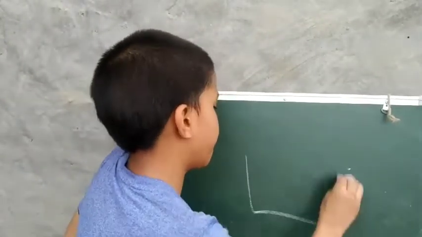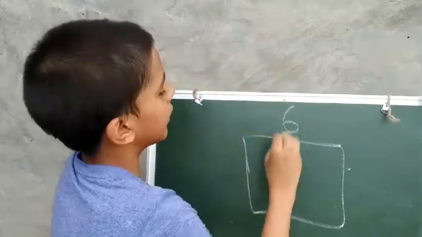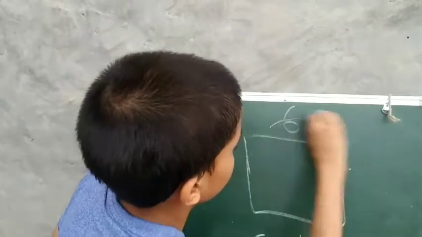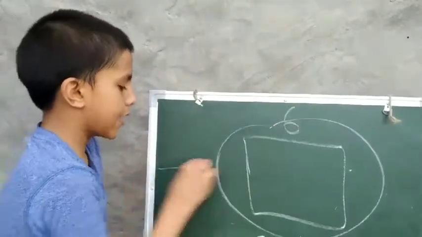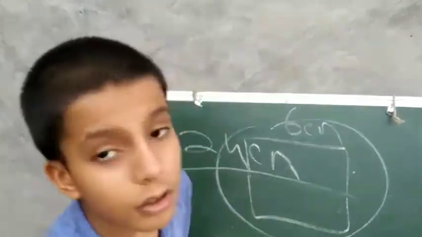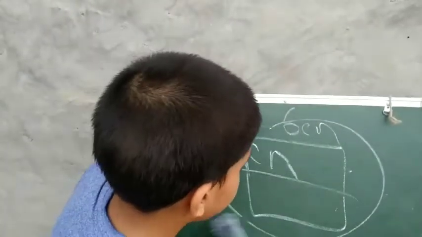Let's imagine this is 6. 6 multiplied by 4 is 24. This line, if I straighten it, will be 24 centimeters. Here we have the centimeter. Okay, friends.